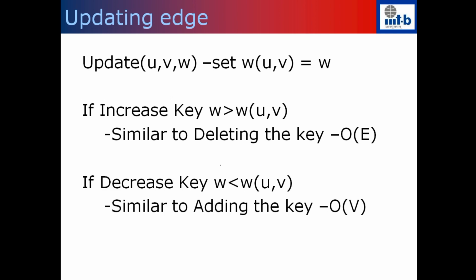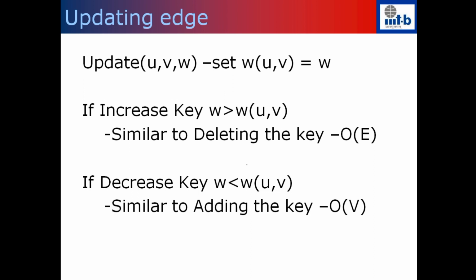On the other hand, if the new weight is smaller than the weight of the edge, then it is a decrease key. So if the edge weight is decreased and the edge is part of the MST, then the MST will continue to be the same, only the weight of the minimum spanning tree will decrease. But if the edge is not part of the MST, then after you decrease the weight of this edge, it might come back into the minimum spanning tree.